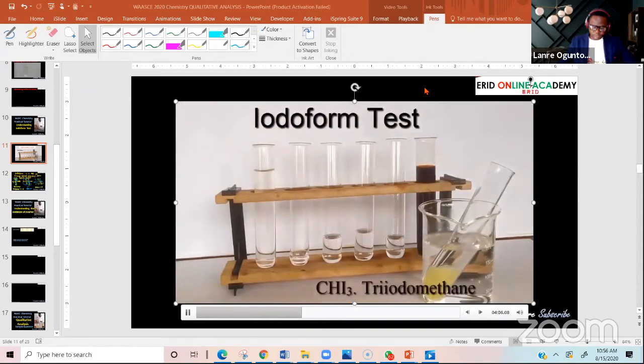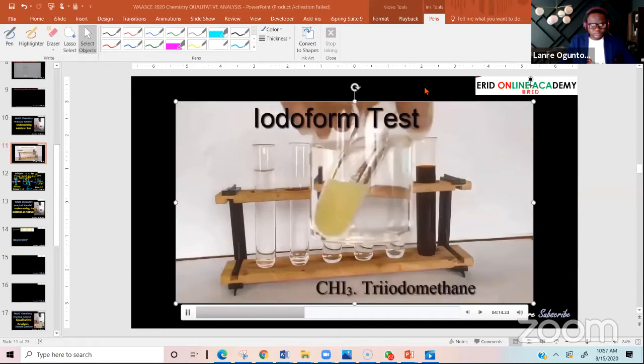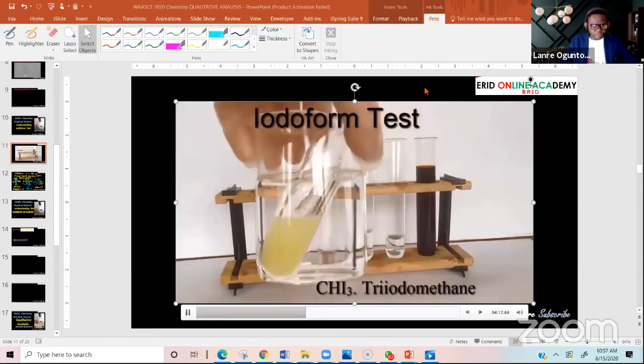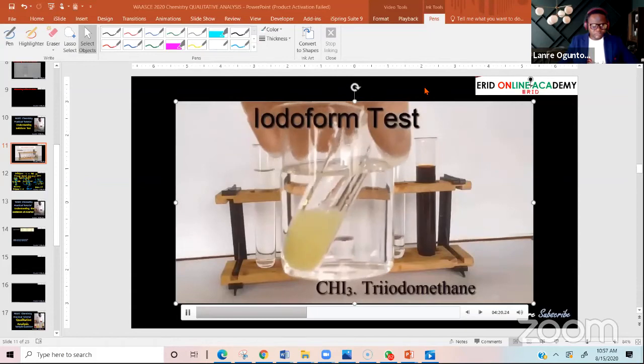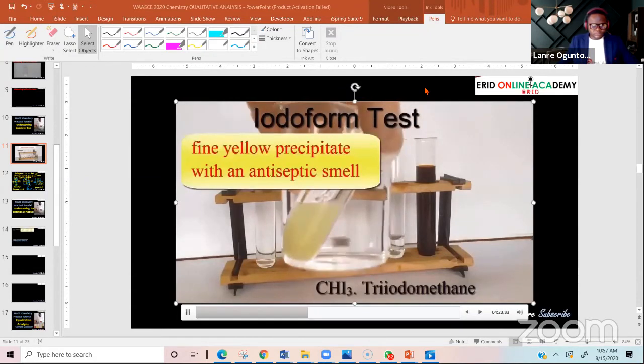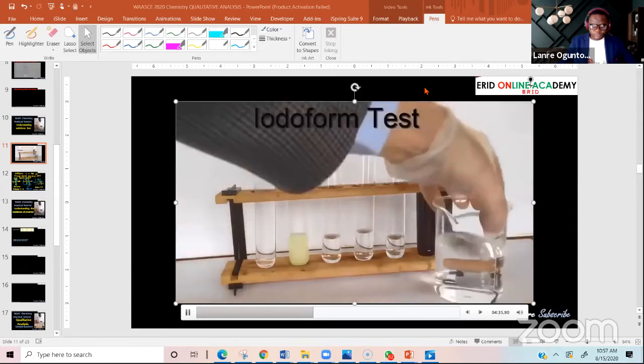The yellow precipitate formed is called triiodomethane, and that is where this particular experiment got its name from. It's called the Iodoform test. You can see that yellow precipitate. Another thing you may need to note is the smell from that boiling tube. That's the antiseptic smell, like Dettol. That's what we call the antiseptic smell.